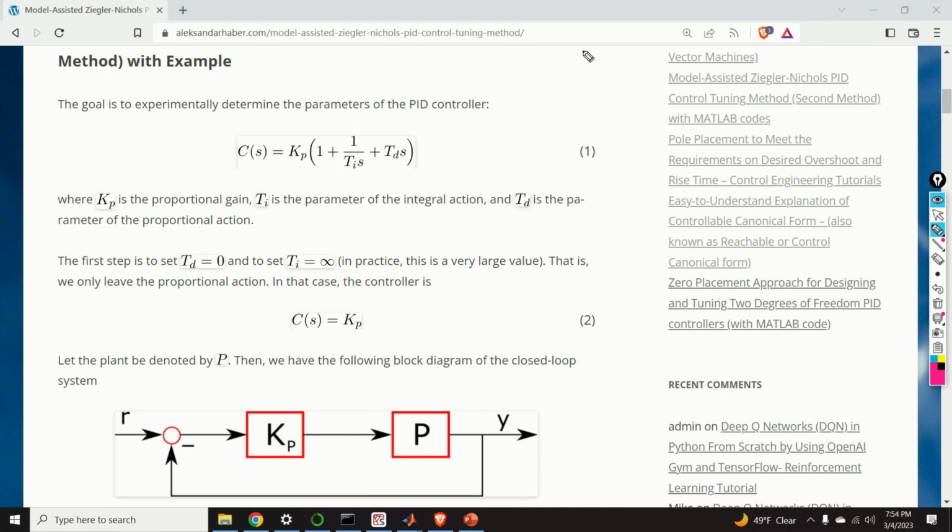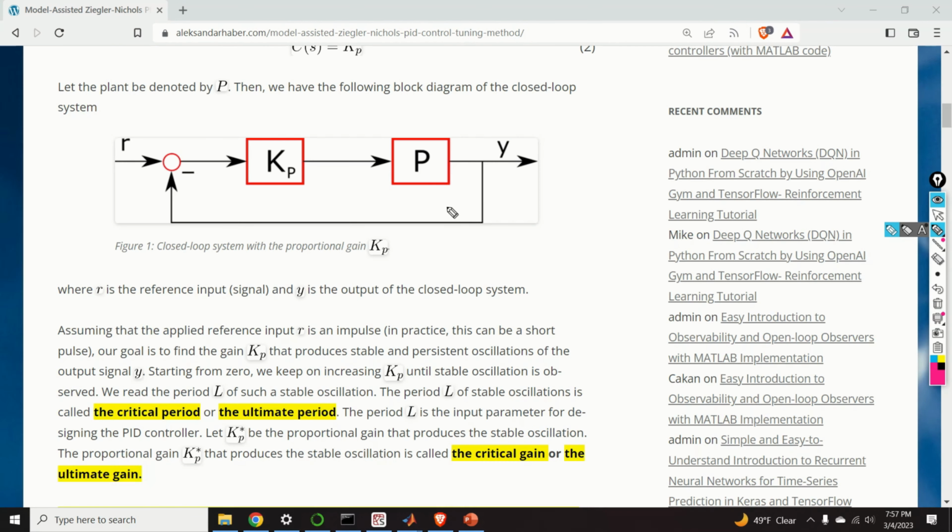The first step in applying the Ziegler Nichols method is to eliminate the integral and derivative action. So we eliminate the integral action and the derivative action. This is done by setting Td to 0 and by setting Ti to a large value, and consequently we are only left with the proportional controller. Let the plant or the system that we want to control be denoted by P. It's given over here. Then we have this block diagram.